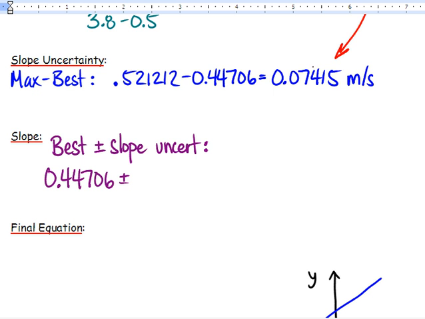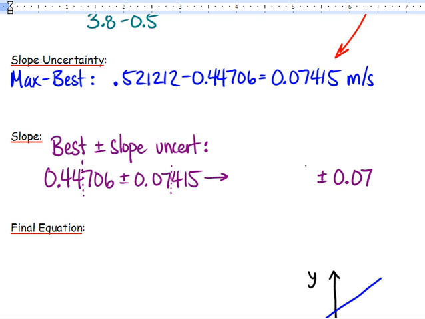Plus or minus the difference between the two slopes, which mine came out at 0.07415. But then remember, with uncertainty, we're only allowed to show one sig fig. So that means I have to cut it off right there. My uncertainty becomes 0.07. I now have to match decimal places on my best slope. 0.07 is 2 decimal places, so I have to cut my best slope off at 2 decimal places.